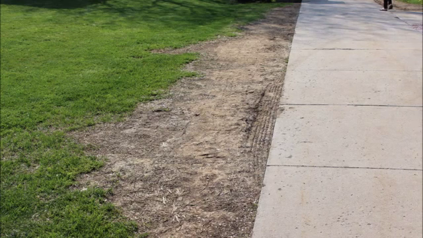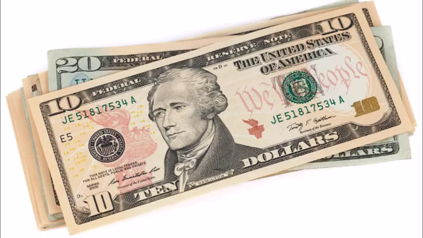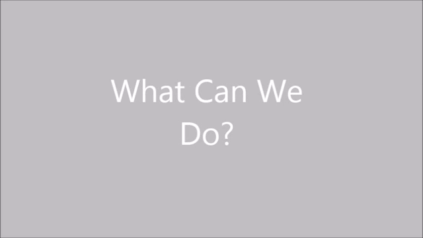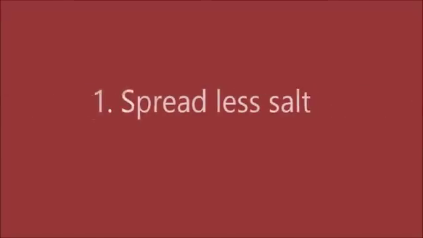But wait, there's more. Since the campus's barren soil is so unsightly, each year the university pays to have new grass planted, and this costs the university and ultimately the students a lot of money. So the all-important question here is, what can we do? We still have to maintain the sidewalks, but can we do it in a way that is less stressful to the environment? One obvious possibility is to spread less salt.